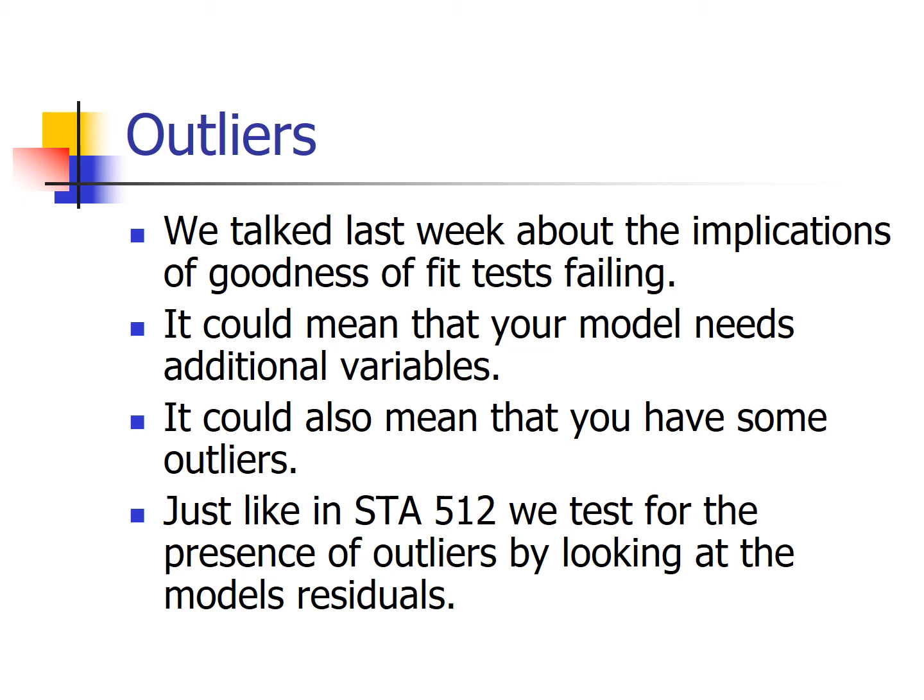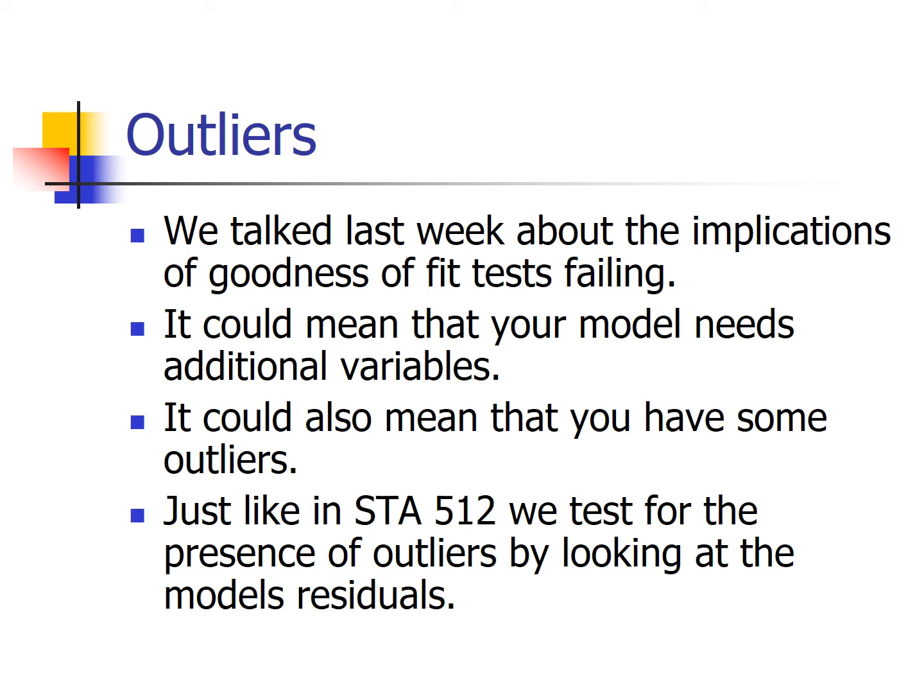We talked last week about the implications of goodness of fit testing. We said if that goodness of fit test fails, it could mean one of two things. It could mean that our model might need additional variables, maybe some interaction terms, maybe some polynomial terms. It could also mean that there's some outliers in our data that are screwing up the model fit. And so just like in Stat 512, we can and should test for the presence of outliers by looking at model-based residuals.